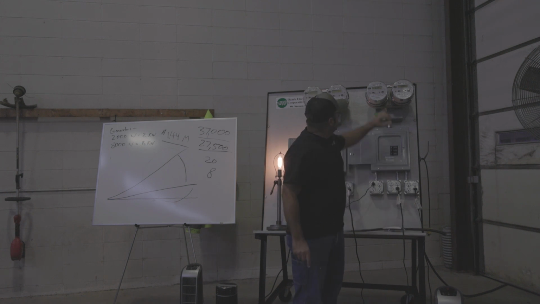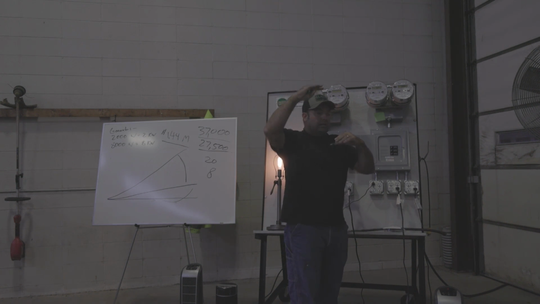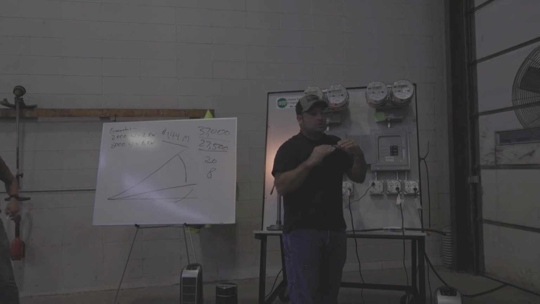Now here's the next one. It'll say IKW. That is the instantaneous demand you're pulling at that point. That doesn't mean that's your peak. You might be hitting 10, but in that 15-minute window, you might average out to an 8.